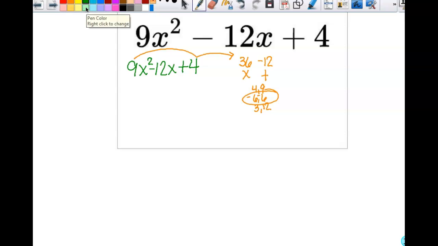So now we're going to split this middle term, right? So I'm going to get 9x squared minus 6x minus 6x plus 4. Then you're going to factor by grouping. Go ahead and see if you can finish this.